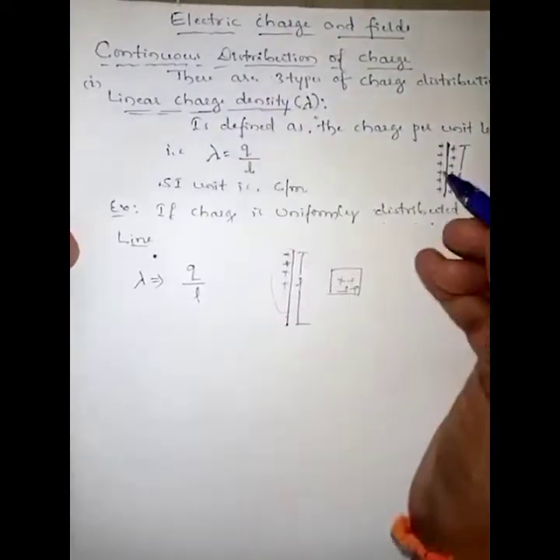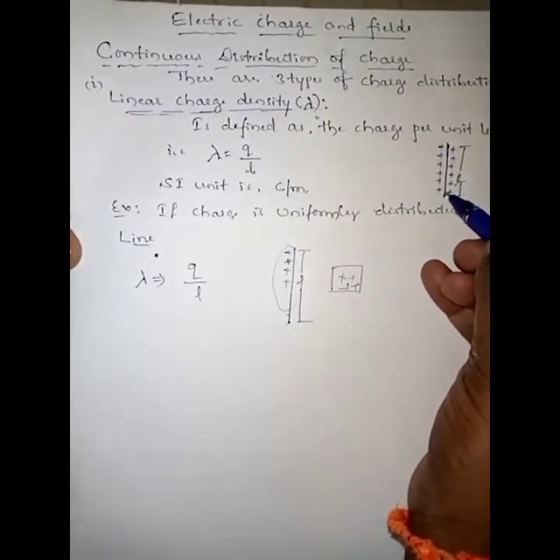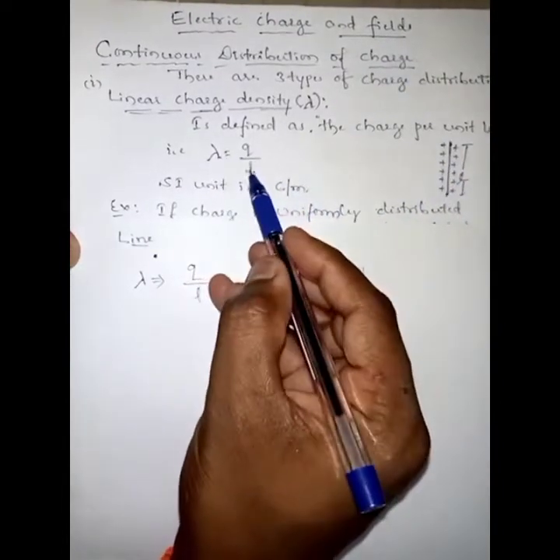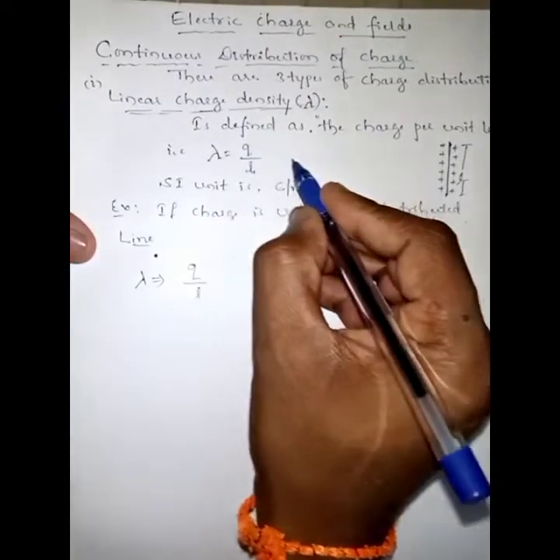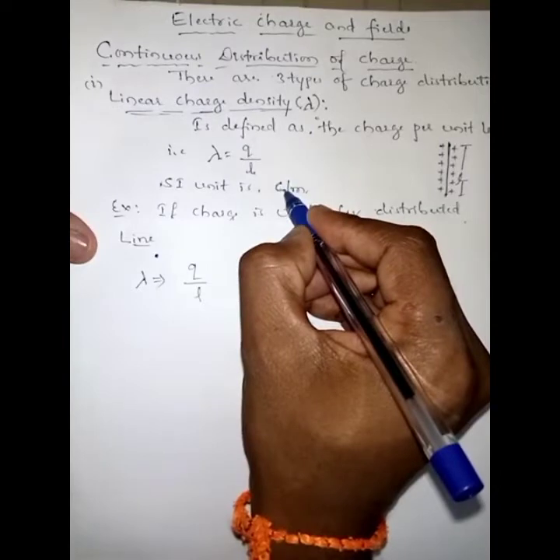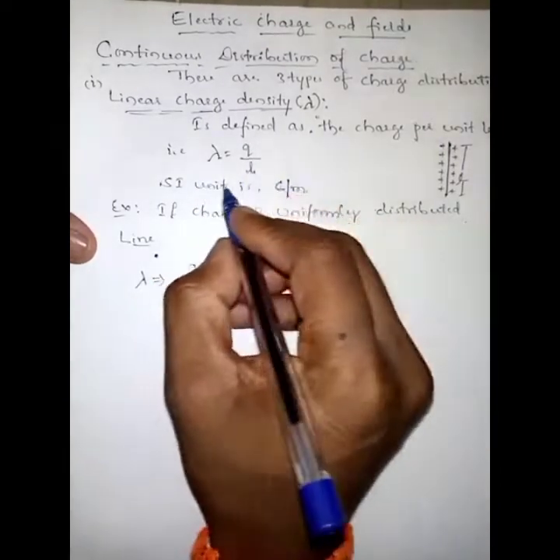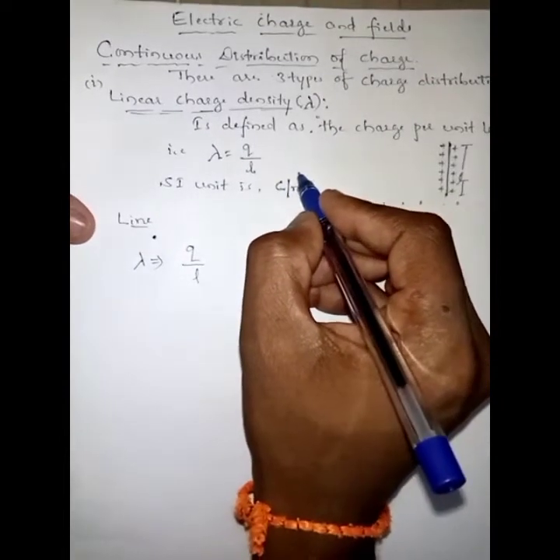Here, this is the length of the wire, and you are placing some charges on this wire. Therefore, lambda is equal to Q by L. The SI unit of Q is coulomb and of length is meter. Therefore, the SI unit is coulomb per meter.